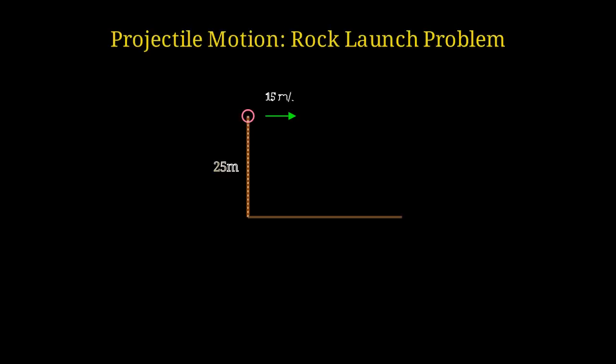Let's solve a projectile motion problem about a rock launched from a cliff. A rock is launched horizontally from a 25-meter cliff with a speed of 15 meters per second. We need to find how long it takes to hit the ground and how far it travels.